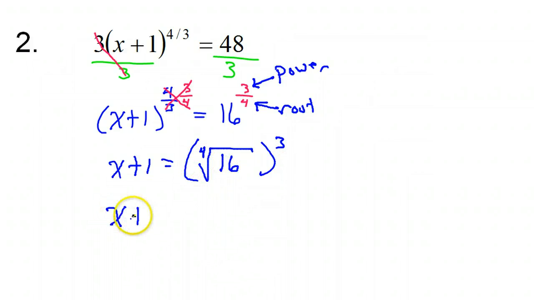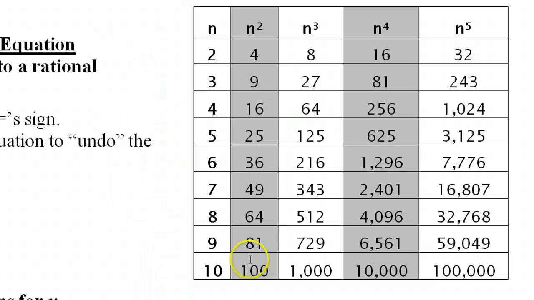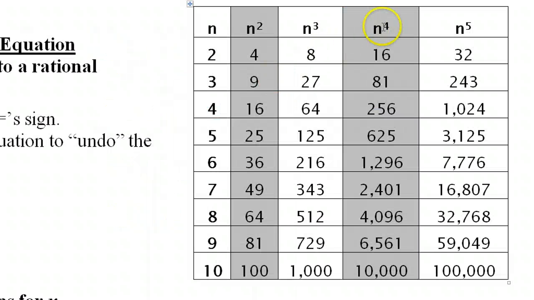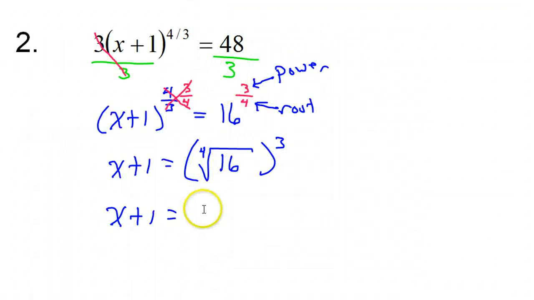Now I happen to know what that is off the top of my head, but let me pretend like I don't. If I want to do the 4th root, then I look at this column. The 4th root of stuff is the first column here. So I want the 4th root of 16, so I go to this column and I go to 16. The 4th root of 16 is 2. So that's how you use that chart, which will be given to you. So that gives me 2^3.